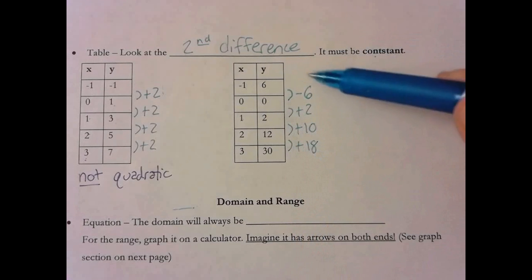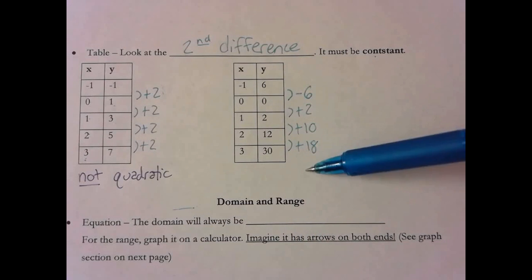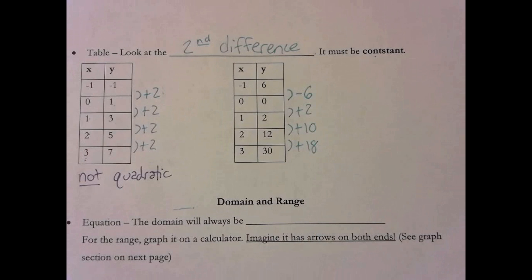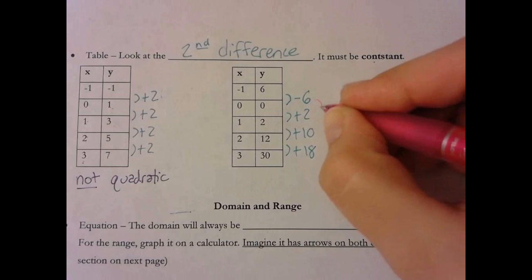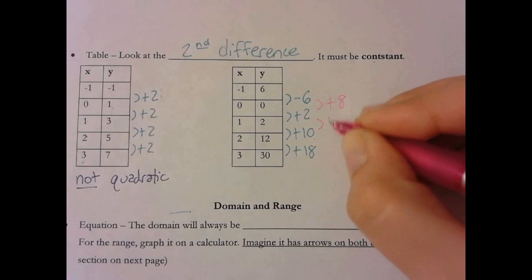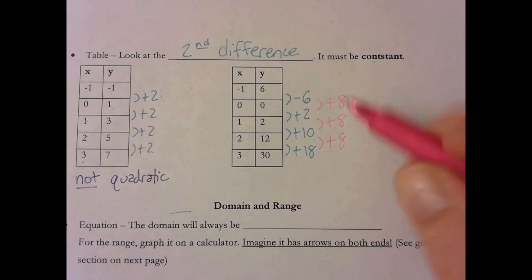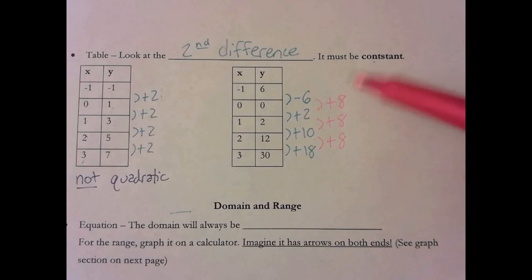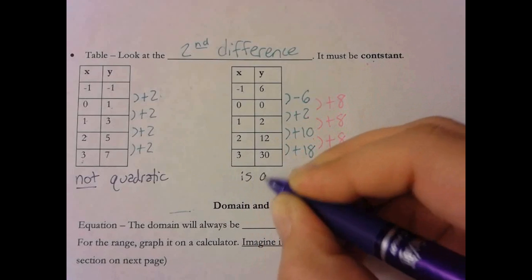So it should be obvious. This first set of differences, not constant. -6 is not the same as 2, 10, 18. So let's see if the second difference will make sense. To go from -6 to +2, we have to add 8. To go from +2 to +10, that's also adding 8. And then 10 to 18, that's adding 8. So notice the second set of differences is constant. It's the same number. So this table is quadratic.